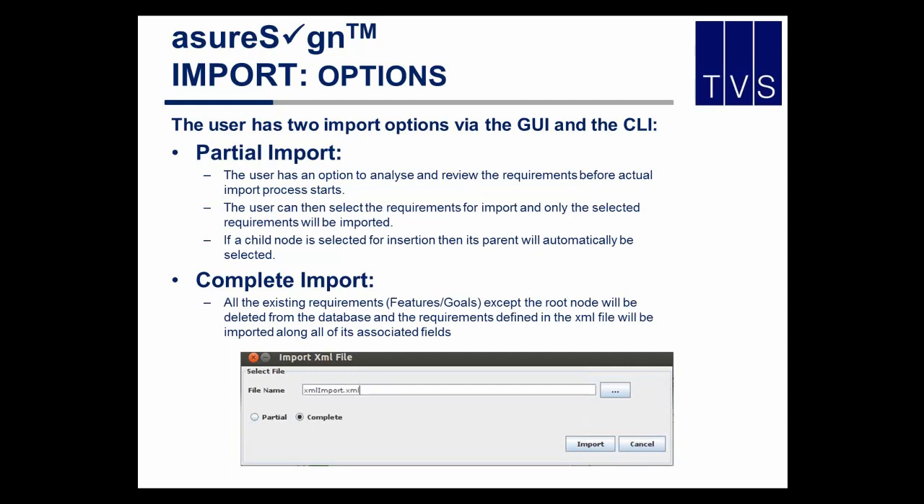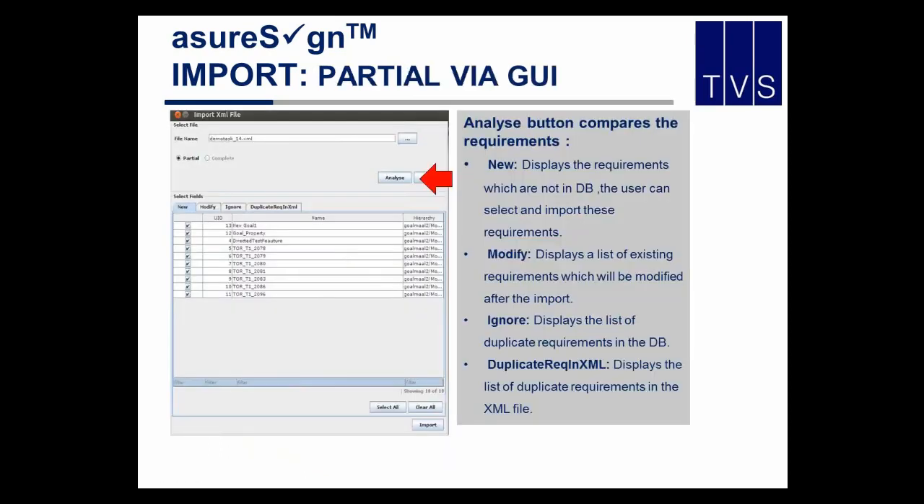The complete import means all the existing requirements, features and goals, except for the root node itself, will be deleted from the database, and the requirements defined in the XML file will be imported. So that's a complete overwrite, basically, and this is what we can use for a new project. The Analyze button is the partial import via the GUI. You can obviously run it via the command line interface if you want to do an automatic update of the top-level requirements, or you can come through and analyze it yourself.